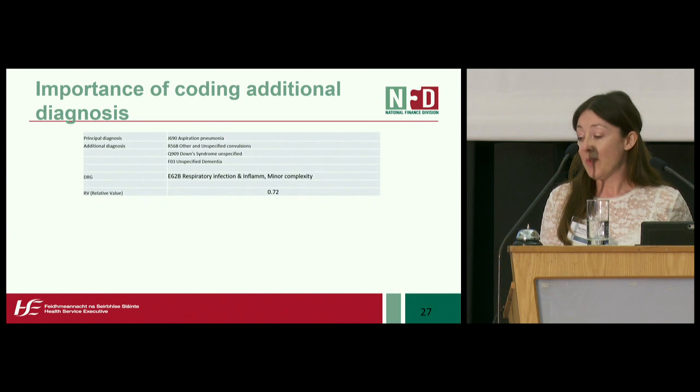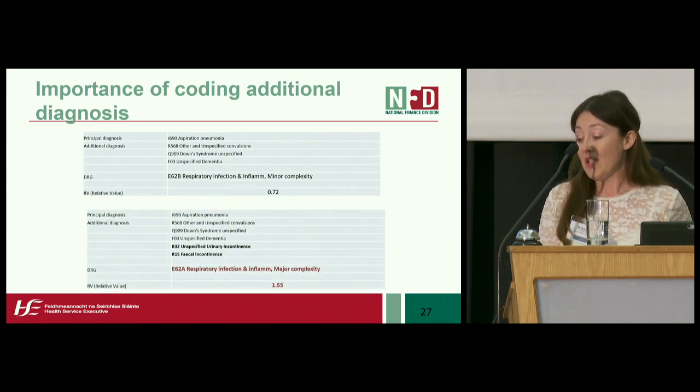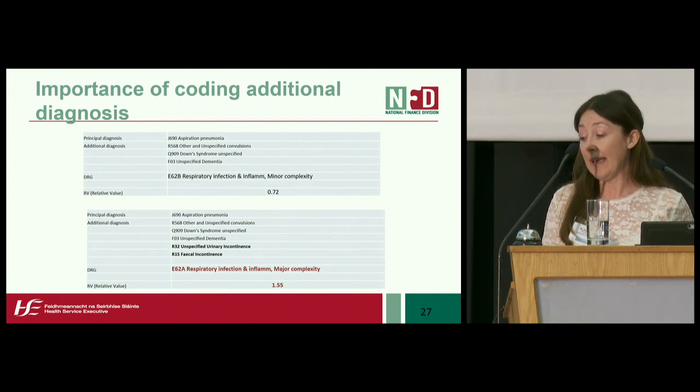Another case of a patient with aspiration pneumonia, had convulsions, also Down syndrome and dementia. And it was noted in the nursing notes actually, that this patient had urinary and fecal incontinence, which met the definition of additional diagnosis. And here again, the complexity level changed from a B to an A, from minor to major complexity, and the value went from 0.72 to 1.55.